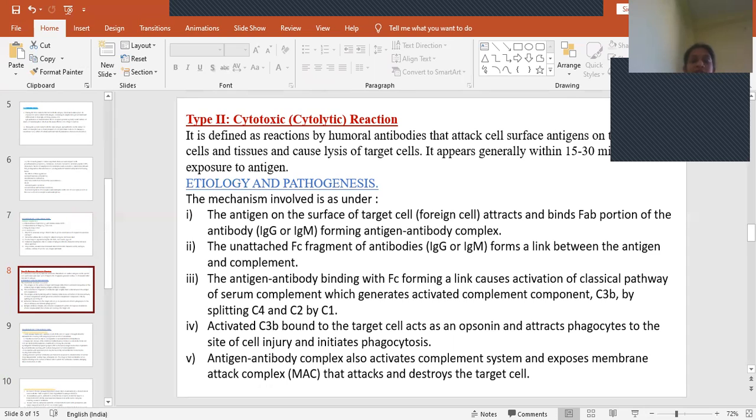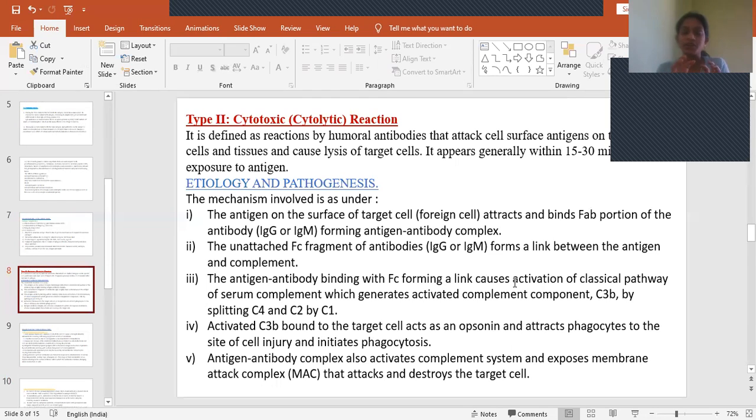And then the unattached Fc fragment of antibodies forms a link between the antigen and the complement. So it forms an attachment between the antigen and the complement factor. Because of the formation of this link, it will cause the activation of the complement system. When this complement system gets activated, it will release some complement components like C3b. So C3b is formed by splitting of C4 and C2 by C1. So these are the complement factors C3b, C4, C2, C1.